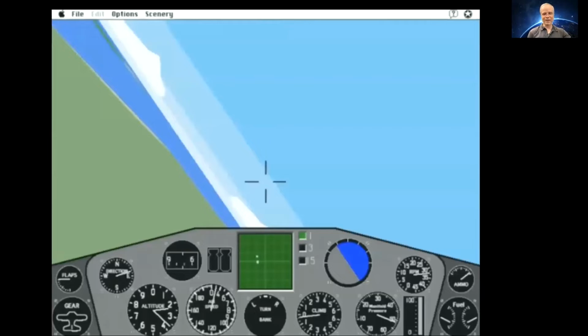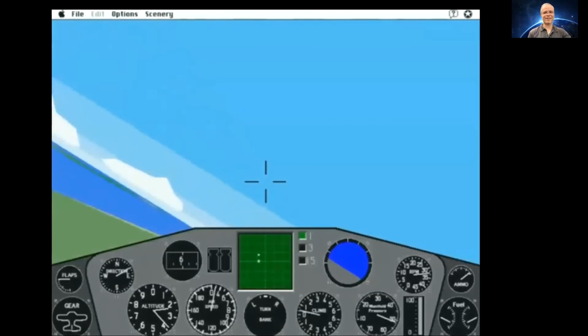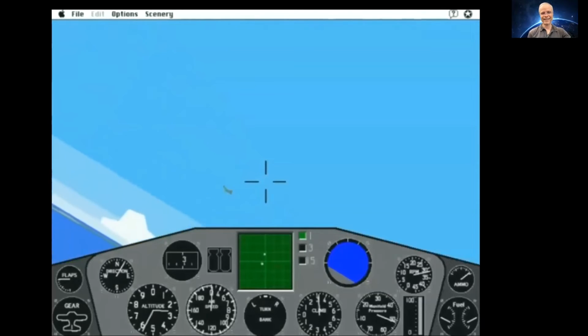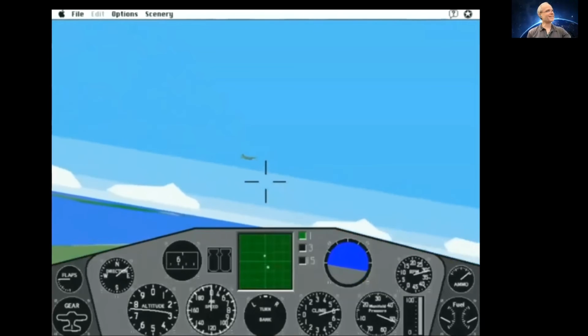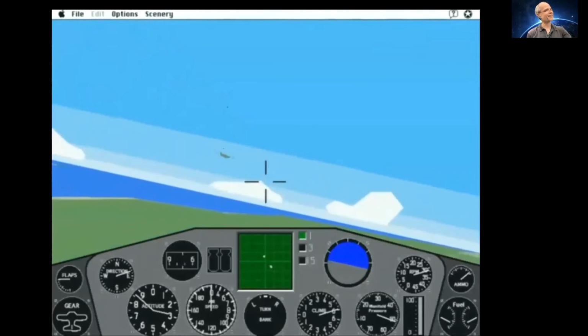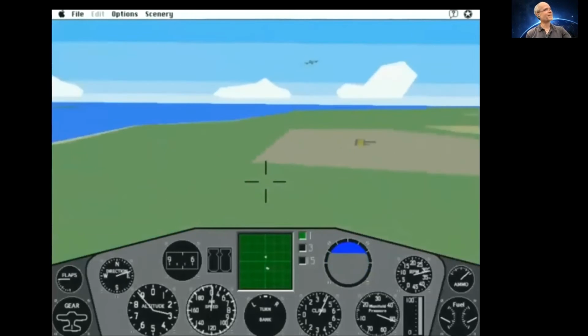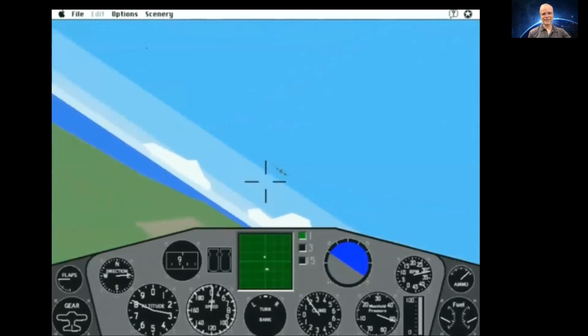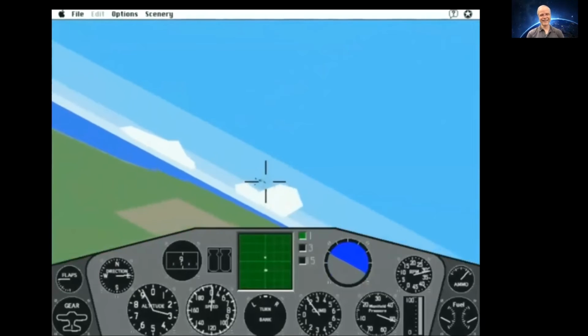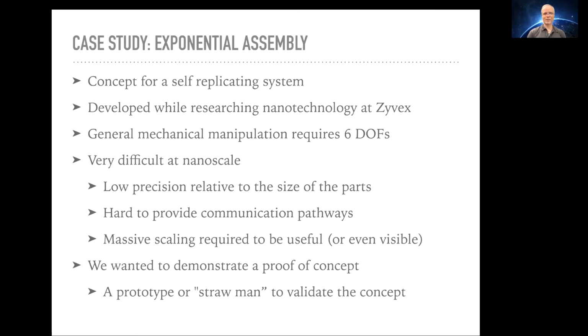So here we go. Here is Hellcats over the Pacific from 1991. It's a bit cartoony looking today, of course, but this was considered state of the art in 1991. All software. All right, won't go too much further than that.